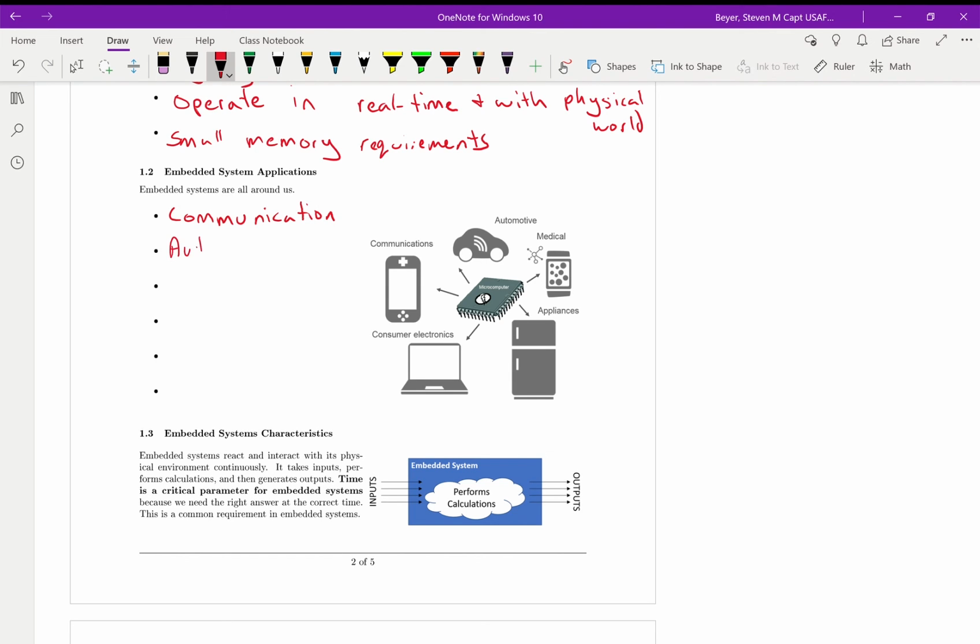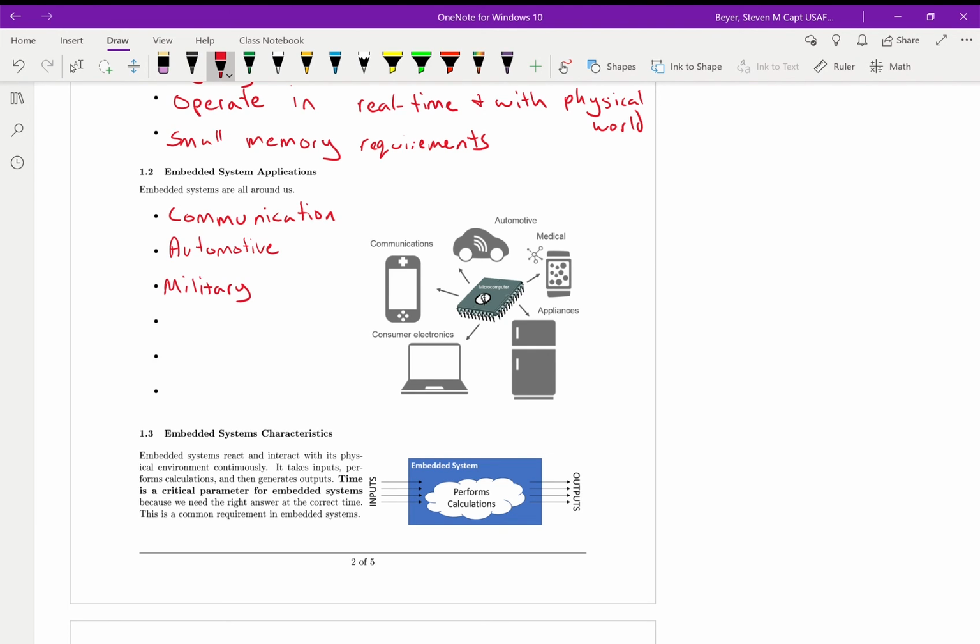Automotive is huge. Whether that's the safety systems, your airbags, automatic braking, any aspect of it, all of those are connected to a computer and interact with the real world. So automotive is huge.